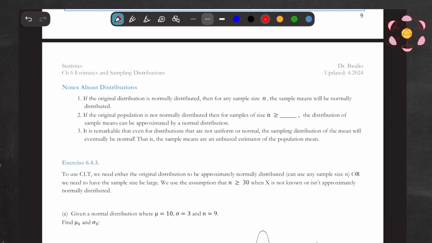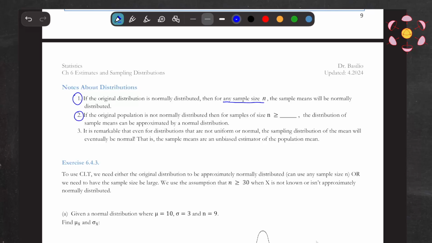So, couple notes. Number one, if the original distribution is normally distributed, then we can use that for samples of any size. In other words, of course, small sample sizes. So that's really, really useful. This isn't true for proportions. This is only true for when we're doing it with means.